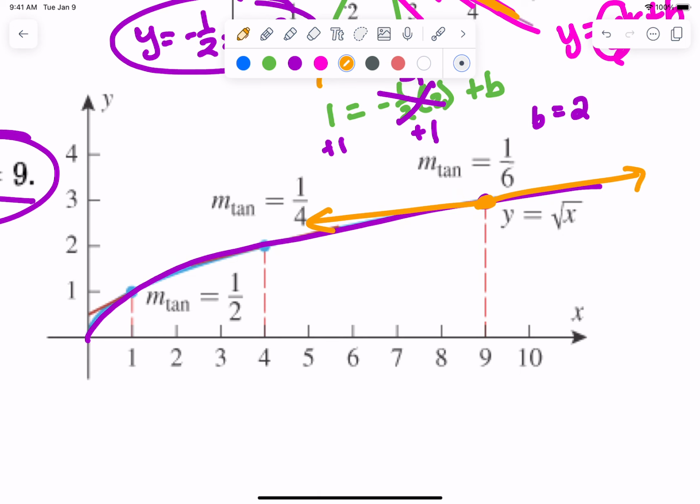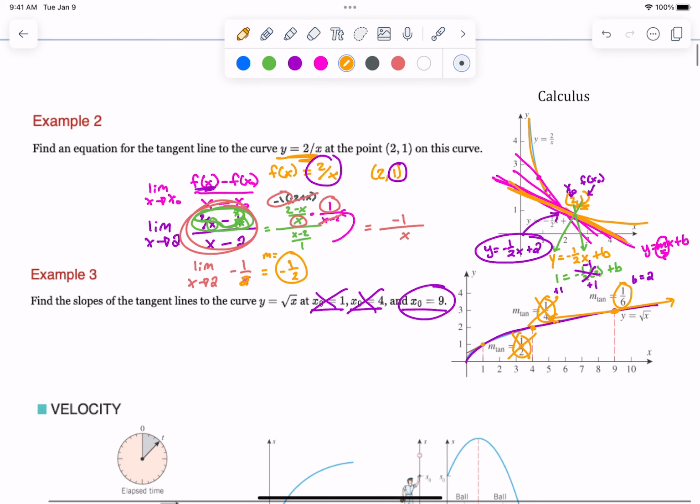What's the slope at the point 9? 1/6. If we were to do 4, what's the slope at 4? 1/4. What's the slope at 1? 1/2. So we're not going to do 4, and we're not going to do 1. We're only going to do 9. So we know that our answer should end up being 1/6. Okay, so let's see what we get here.